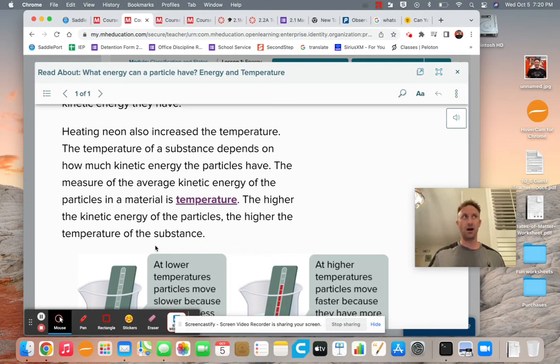It's kind of like a speedometer. How fast is a car moving? Well, a thermometer tells how fast or slow the particles are moving. So with your highlighter, if you can, go ahead and underline: the measure of the average kinetic energy is temperature.